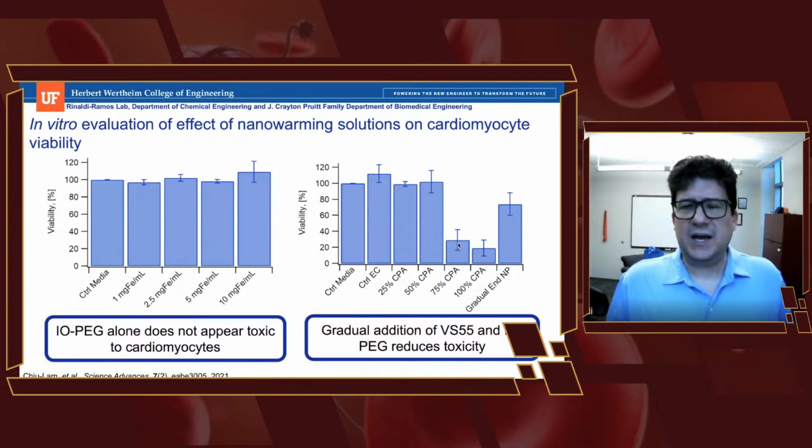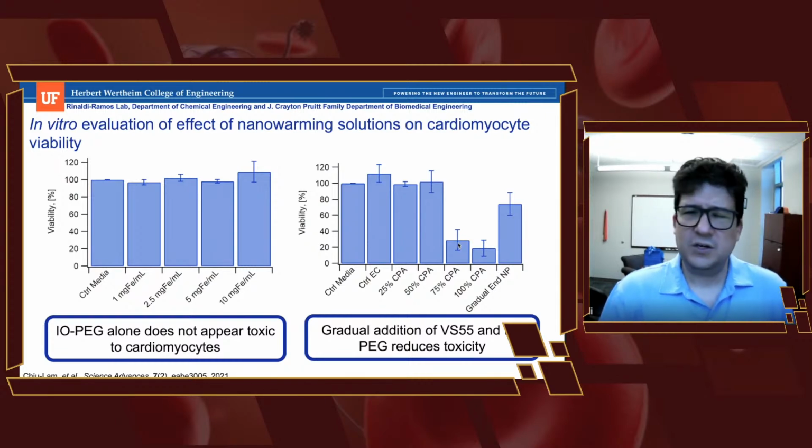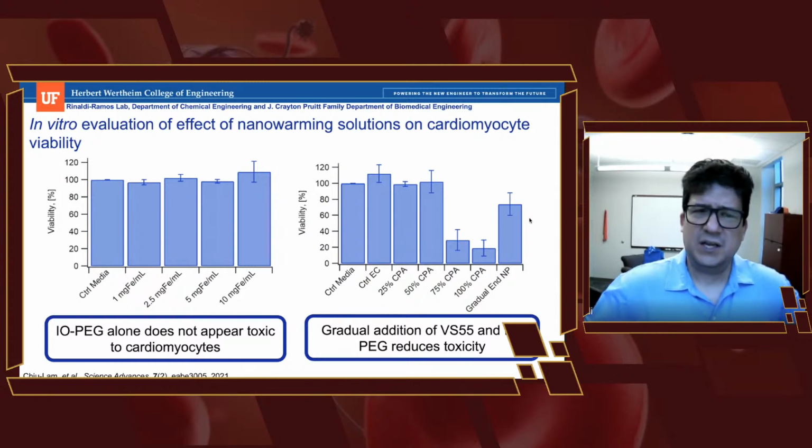If instead of doing that, we add the CPA solution gradually, basically avoiding any osmotic shock on the cells, we find that there is a reduction in cardiomyocyte viability, but it is a lesser reduction, and we can add the nanoparticles and retain about 75% of the cell viability.